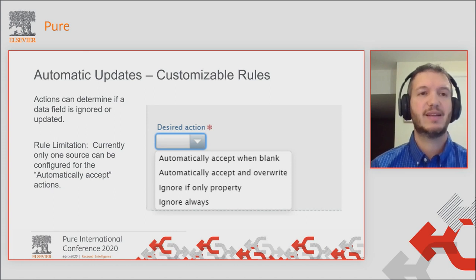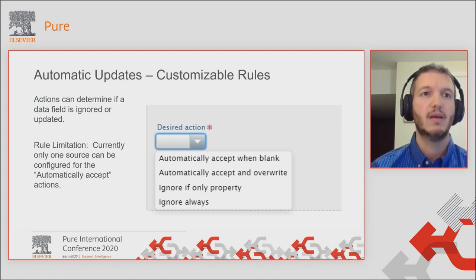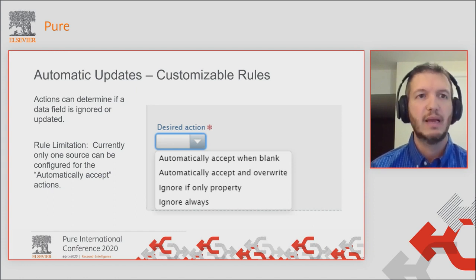You next have to select the action, either update or ignore, that Pure will take if data is found from the selected source. The action options for automatically apply are pretty straightforward, as if blank or overwrite. The ignore if only property selection is a bit unique. This means that if the selected field is the only item to be updated in Pure, then it should be ignored until there are more than one updates available for that record.